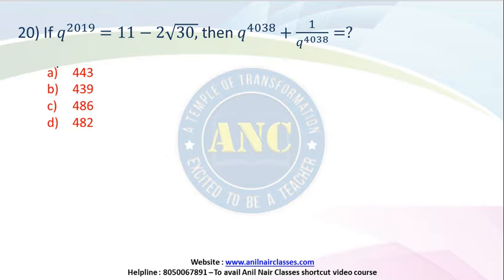Next question, question number 20. Once again, a beautiful question, extremely excellent. Now see here. The question is: if q power 2019 is equal to 11 minus 2 root 30, then q power 4038 plus 1 by q power 4038 is how much? In a hurry, everyone will make a mistake here.